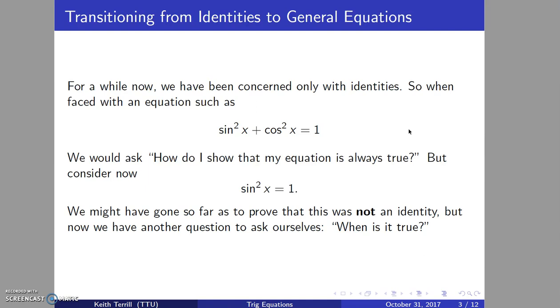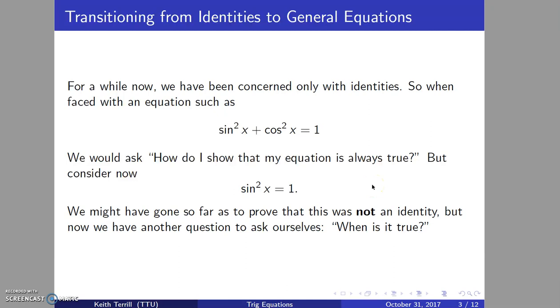But not every equation is always true. In fact, most aren't, right? Suppose I had cut out this cosine squared term and gone down to just the equation sine squared x equal to 1. Well, that's not an identity, right? I can think of countless values of x that I can put in there to not have this be true, right? For instance, x equals 0 would knock that out.